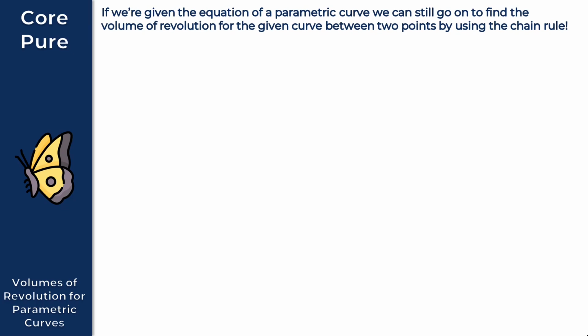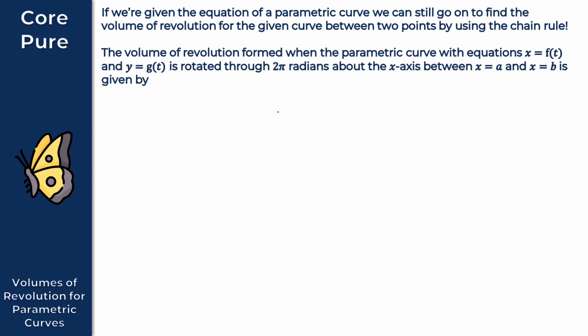In this video, we're going to take a look at volumes of revolution for parametric curves. If we're given the equation of a parametric curve, we can still find the volume of revolution for the given curve between 2 points by using the chain rule. The volume of revolution of the parametric curve with equations x equals f of t and y equals g of t, rotated through 2 pi radians about the x-axis between x equals a and x equals b, is given by the following result.